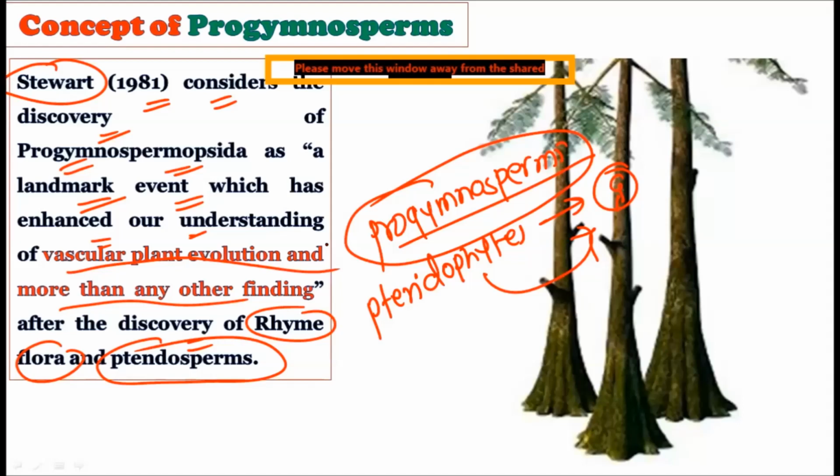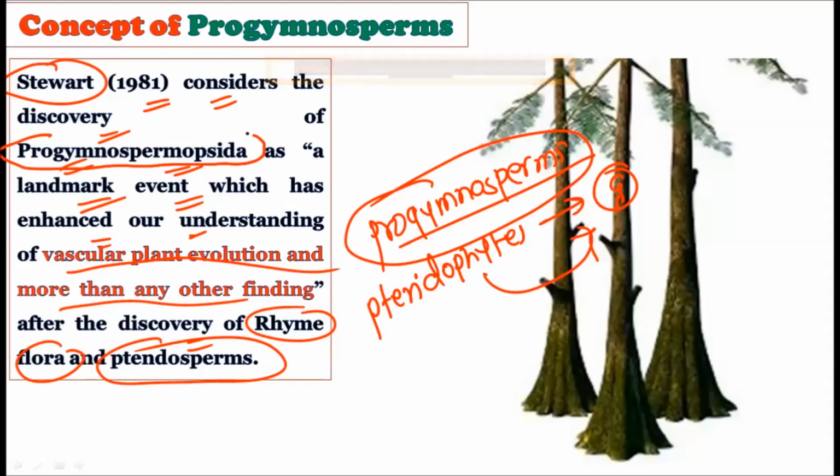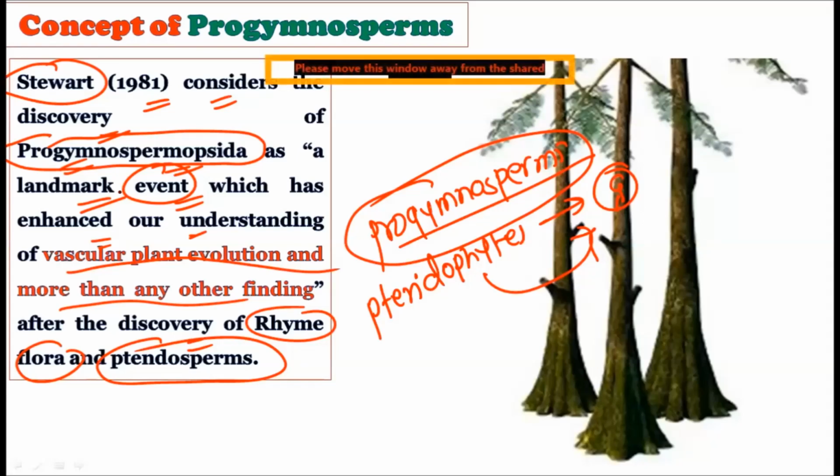So vascular plants are there. These vascular plants, which are called pteridophytes, are slowly converting into gymnospermous plants, and how these gymnospermous plants got created from the pteridophytes can be understood by using the progymnosperms. That is why Stewart is emphasizing that the discovery of the progymnosperms is a landmark event in the study of vascular plant evolution on the land, because they are throwing light on the various aspects of how the pteridophytes could have given rise to the gymnosperms.